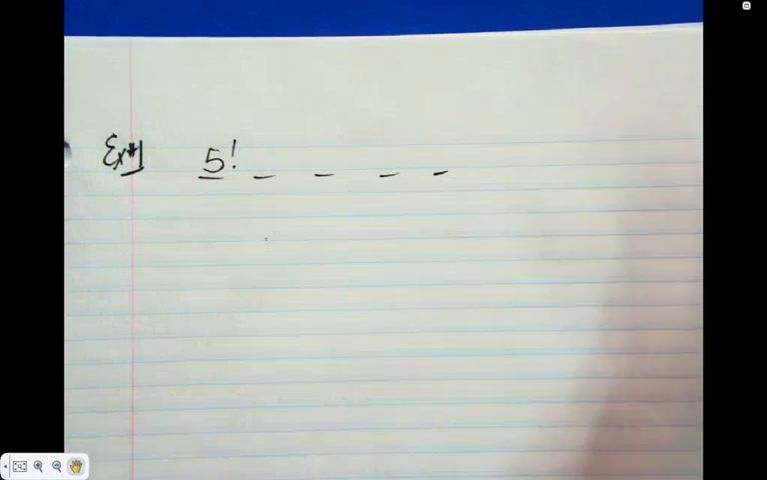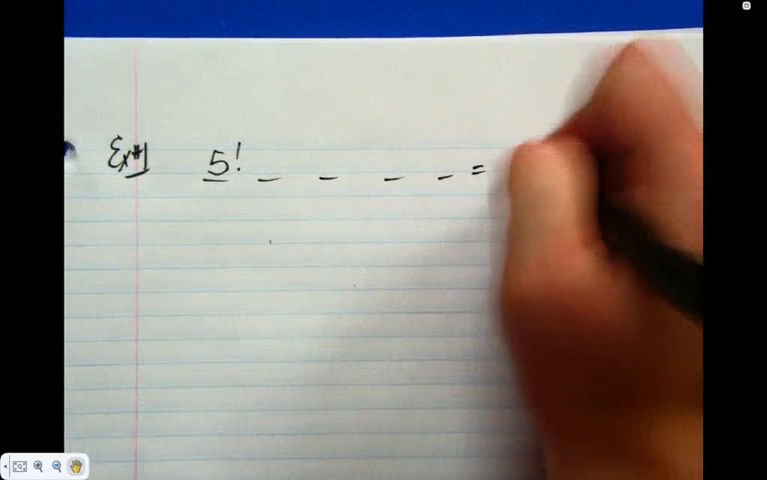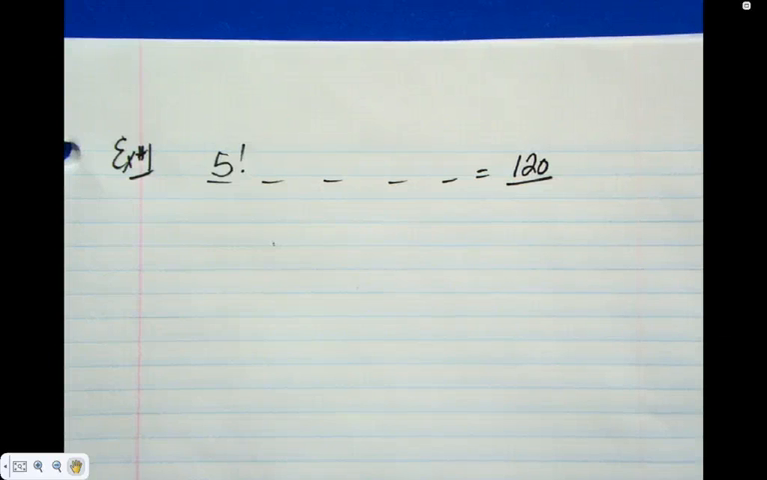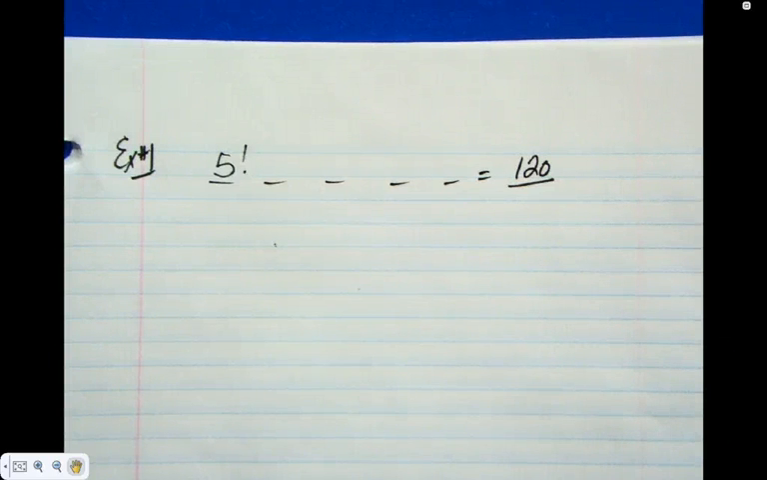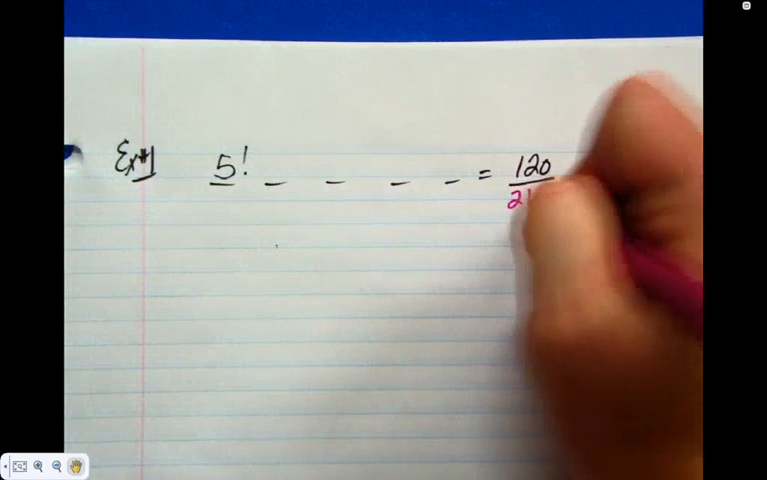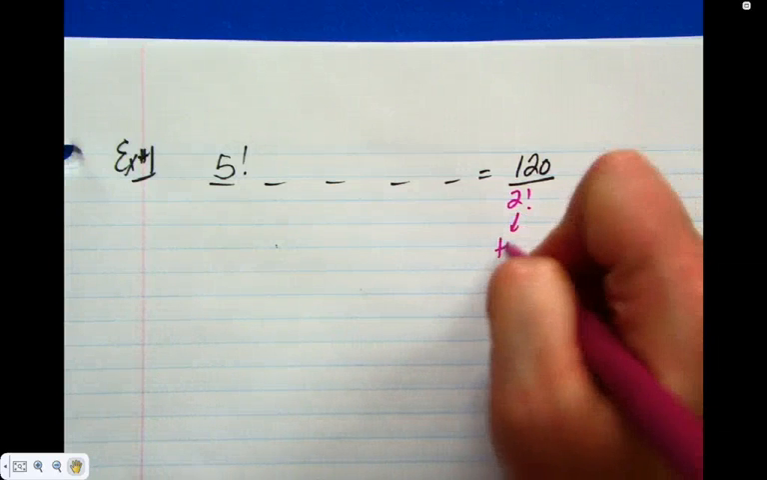So I can just write this as 5 factorial, which we already know is 120 because we memorized that last class. And the only thing that's different is now we look at what repeats. How many 4s do we have? So I have a 2 factorial on the bottom, and that comes from the 2 4s.